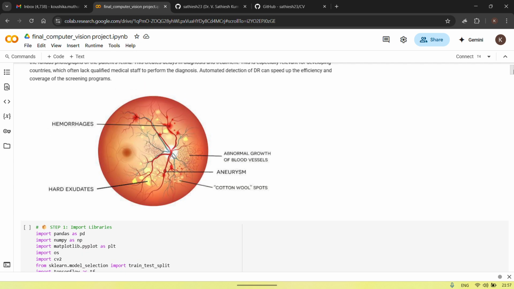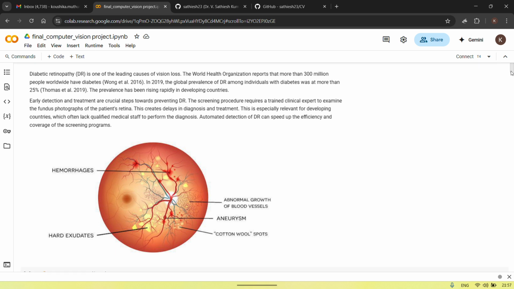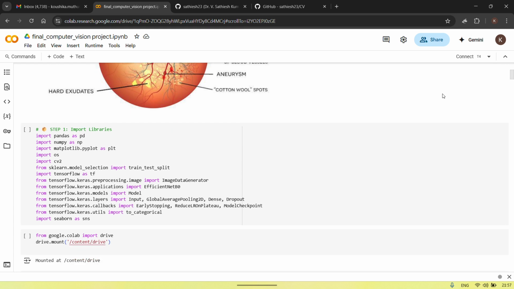Any person who is affected by DR will have some of these abnormalities, like abnormal blood vessel growth, clotting of blood, cotton wool spots, and hemorrhages. Something like this will happen, and it will lead to vision loss.